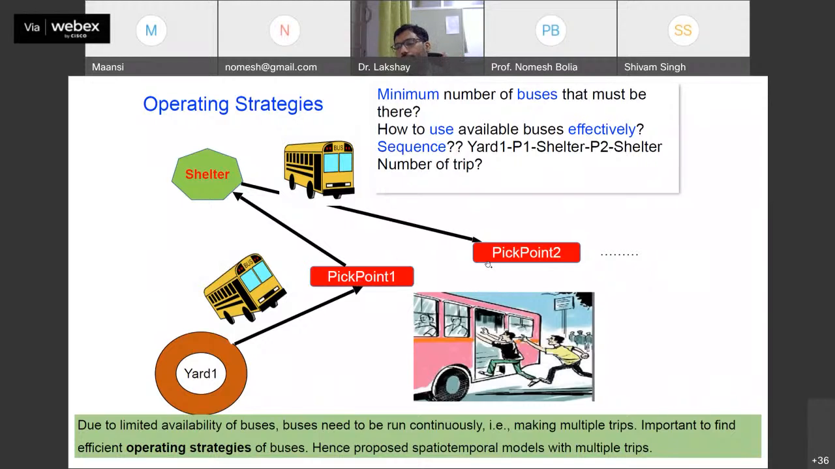If you keep on increasing the resources, then it's not possible budget-wise. Right? So we have to find the number of buses that are required, and how to use the buses effectively so that it minimizes the evacuation time, so that as soon as possible we get everyone out completely. This explains completely what kind of model we will have. I will explain in the next slide what the different models are, but let us see what these three types of models are.